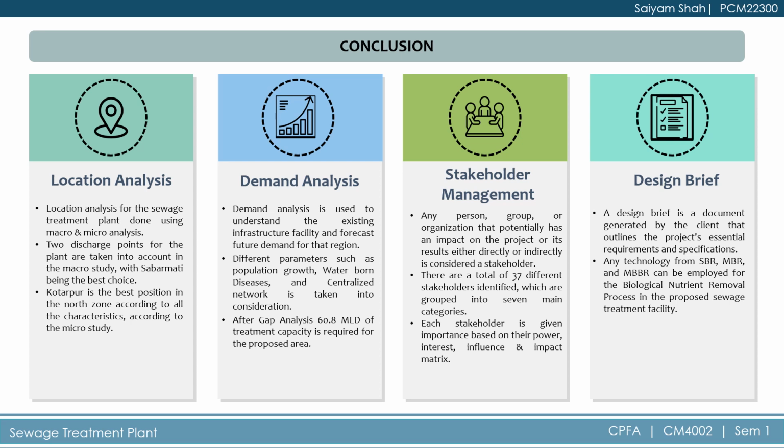In stakeholder management, a total of 37 different stakeholders were identified, which are grouped into 7 main categories, and each stakeholder is given importance based on their power, interest, influence, and impact metrics. The design brief is a document generated by the client that outlines the project's essential requirements and specifications. Any technology from sequencing batch reactor, moving bed biofilm reactor, and membrane bioreactor can be chosen by the contractor, because he has to operate and maintain the same technology for the next 10 years.